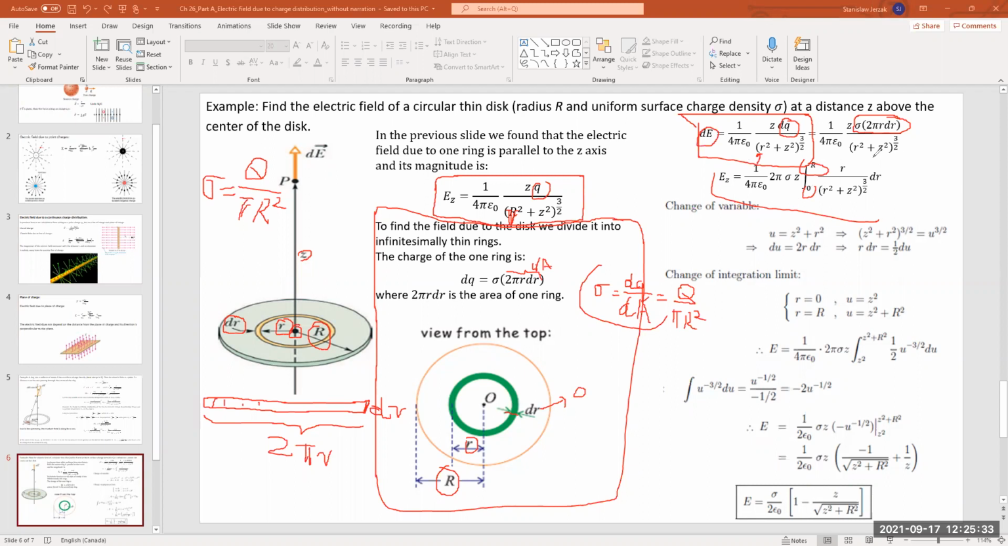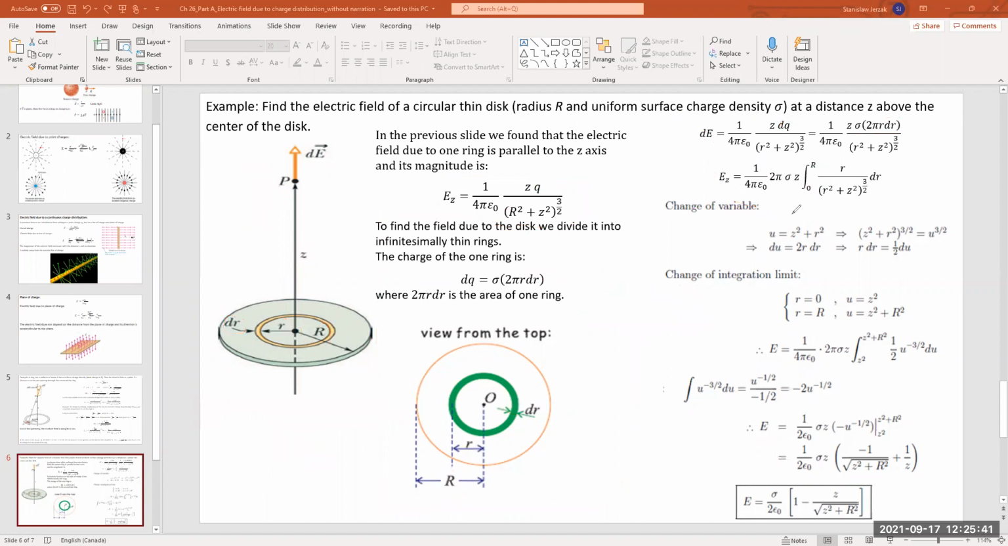And this is a relatively trivial integral to do. You did these type of questions in calculus, probably routinely, because you can find that solution by substitution. So here I substitute u equal to z squared plus r squared. Then du is equal to r dr. And you see r dr I have here, r dr I have here. So instead of r dr, I can write du divided by 2.